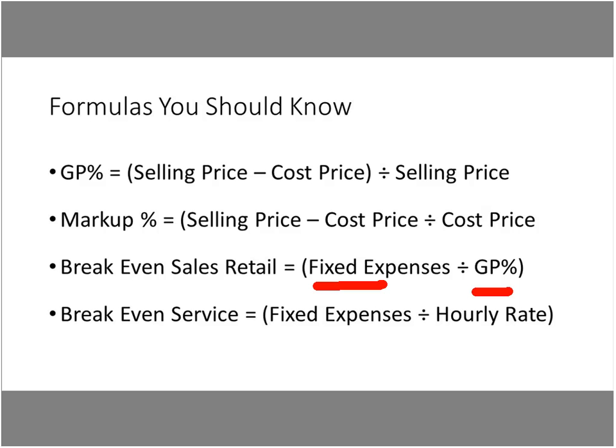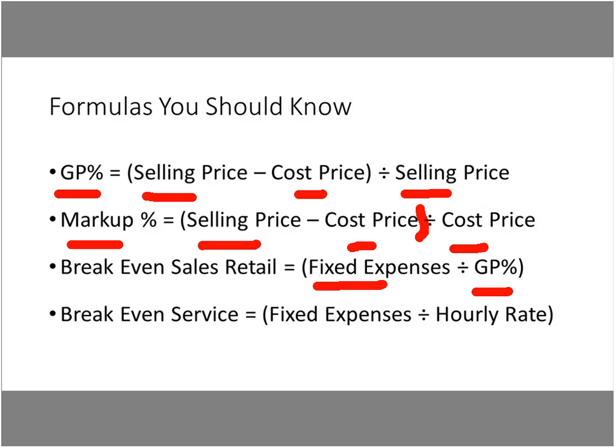All right, so let me just summarize quickly. Your gross profit percentage is your selling price minus your cost price, divided by your selling price. Your markup percentage is your selling price minus your cost price, divided by your cost price. There should be a bracket over there, okay?